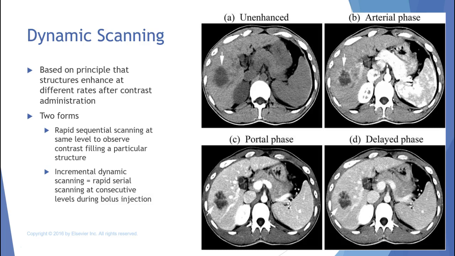MR perfusion scanning is, because of the lack of radiation there, and they can still get good images. Okay, so that's rapid sequential scanning. The kind of scanning that's most popular is incremental dynamic scanning, and that's where we do several different serial scans, one after the other, at consecutive levels, just meaning we start at point A and we go down to point B. And we do that several times in a row.